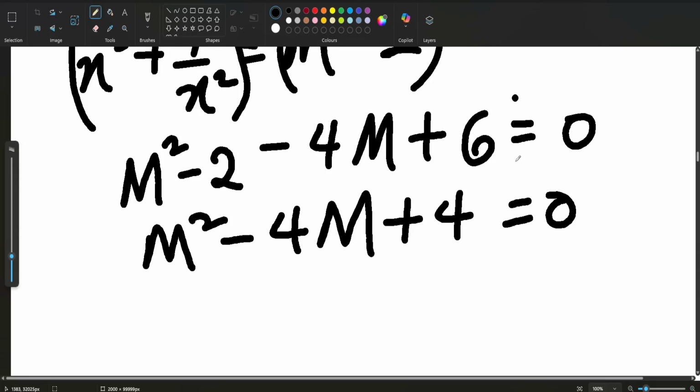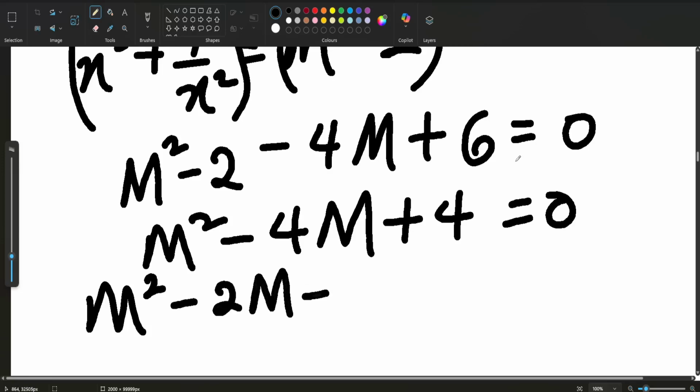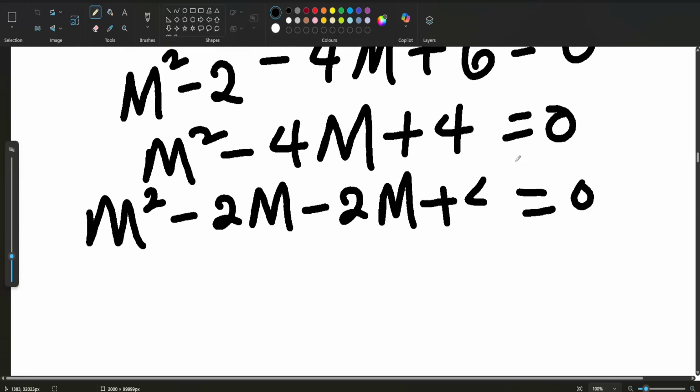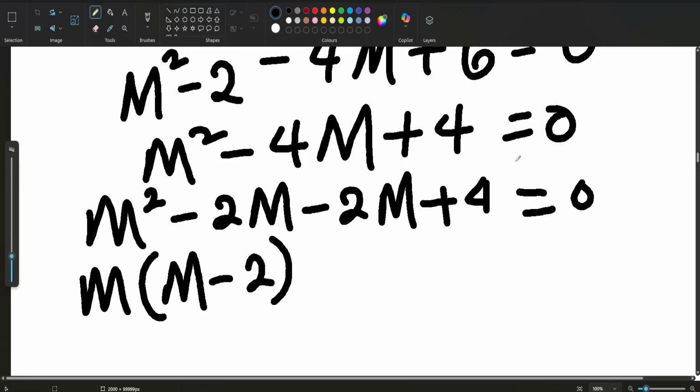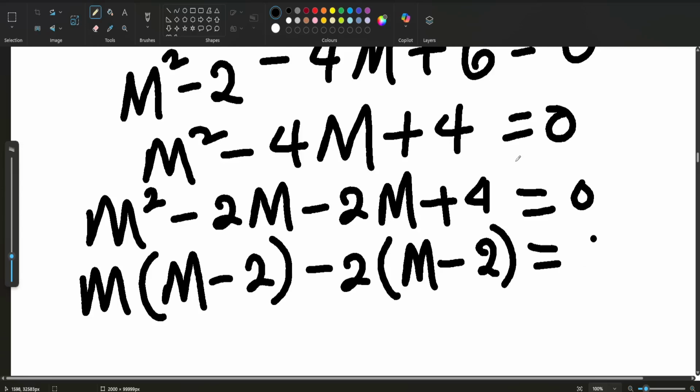Okay, so we know that minus 2 and minus 2 will give us minus 4. And if you multiply it, it's going to give us plus 4. So we have m squared minus 2m minus 2m plus 4 is going to be equal to 0. So m is common, bring it out. So we have m minus 2 here, and bring minus 2 out here. This is going to be m minus 2, and that will be equal to 0.